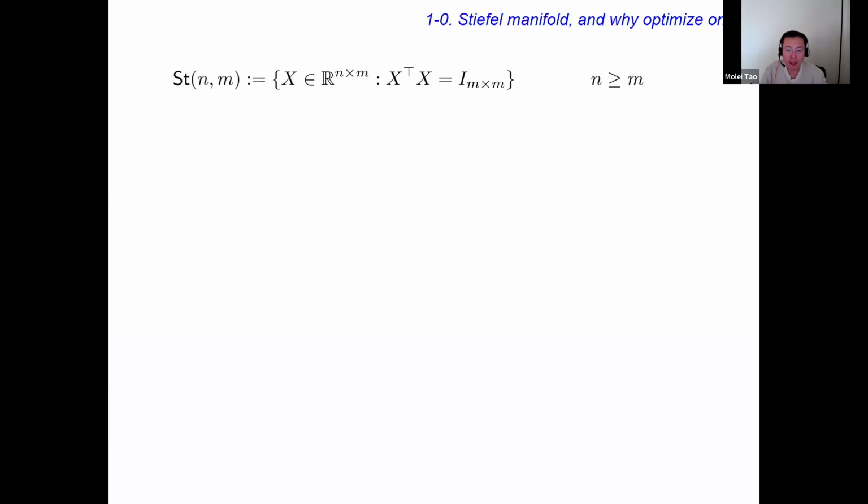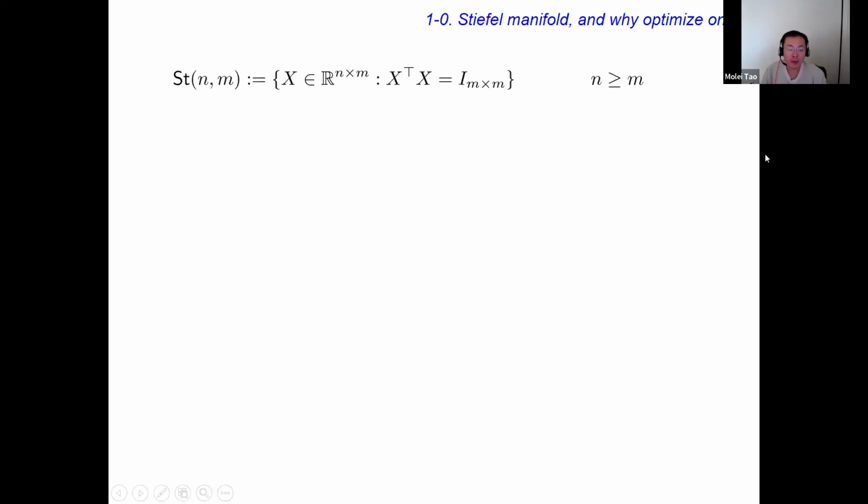So the context in part one will be on optimization of a function on a manifold, and I will start the presentation with a special case of the Stiefel manifold. So what is a Stiefel manifold? A Stiefel manifold is, sorry, this thing is blocking my view.